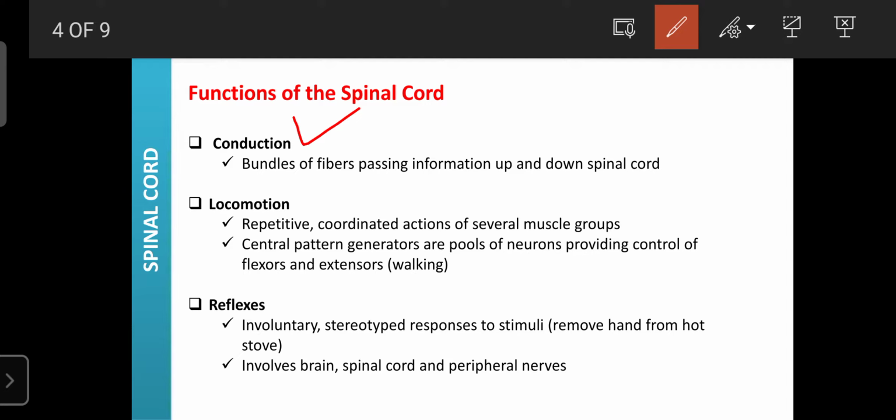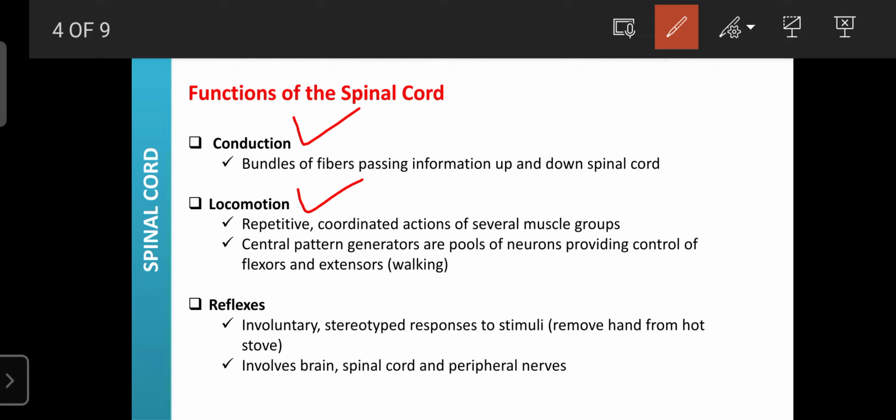So that's why it plays an important role in the conduction of impulses, as well as in the regulation of locomotion. Whatever locomotions there are, they are regulated by the spinal cord with the help of the spinal nerves. If there is any problem in the spinal cord, then we suffer from paralysis. For example, in the lumbar region, if the spinal cord breaks, the lower part or lower limbs suffer from paralysis.